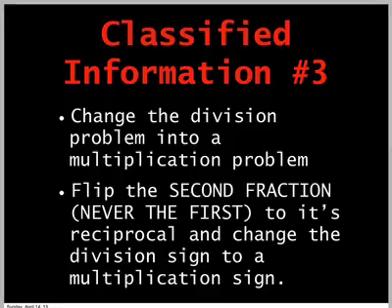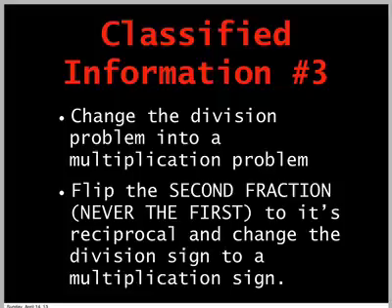Change the division problem into a multiplication problem. Hopefully you learned a little bit from the investigation. You started to see the relationship between division and multiplication. So what we're really doing when we're dividing fractions is we are actually going to multiply by the reciprocal. So we flip the second fraction, never the first, to its reciprocal and change the division sign to a multiplication sign.